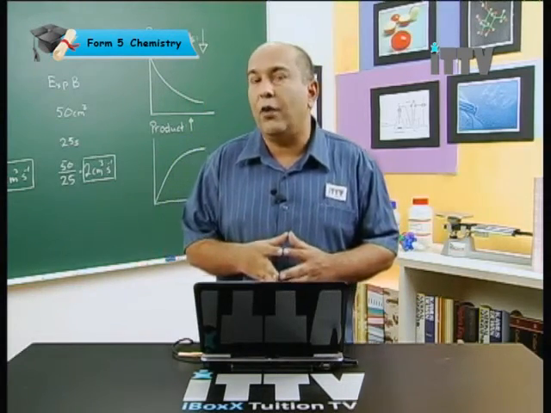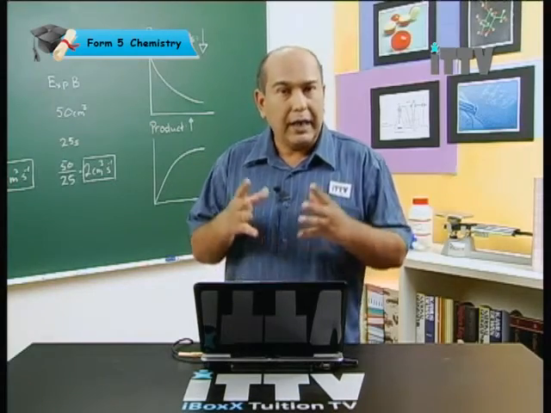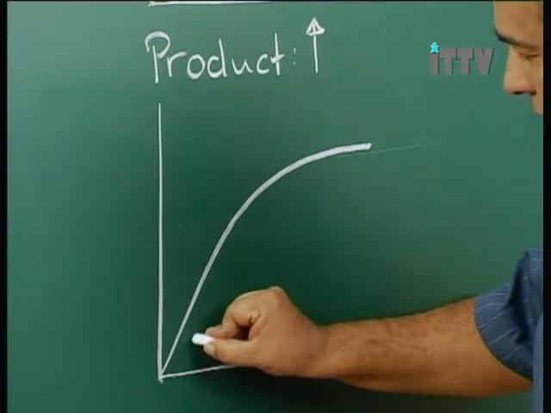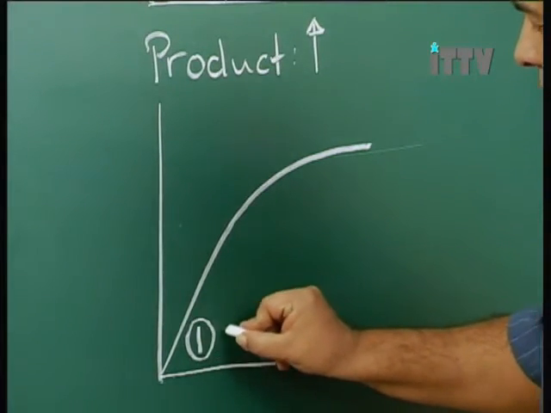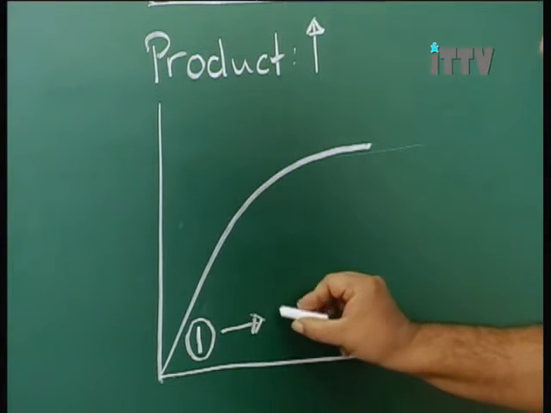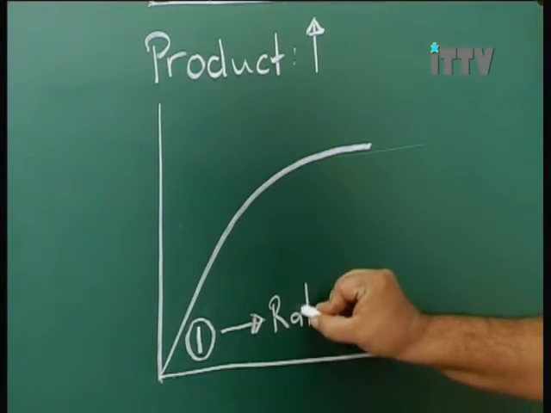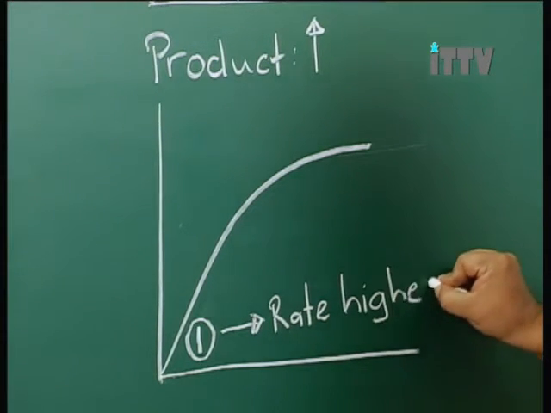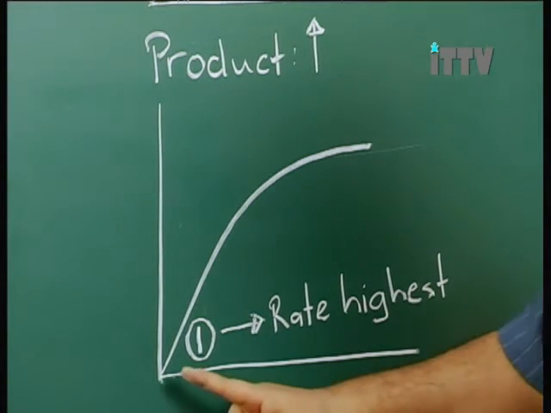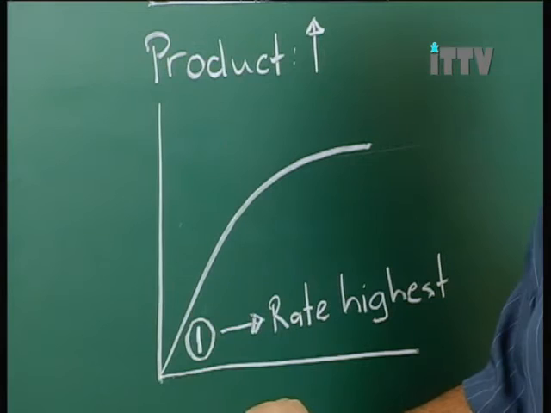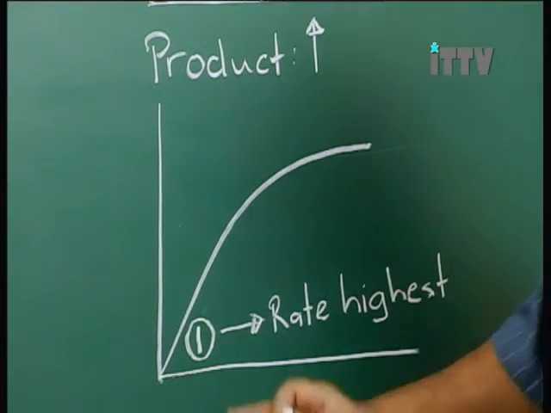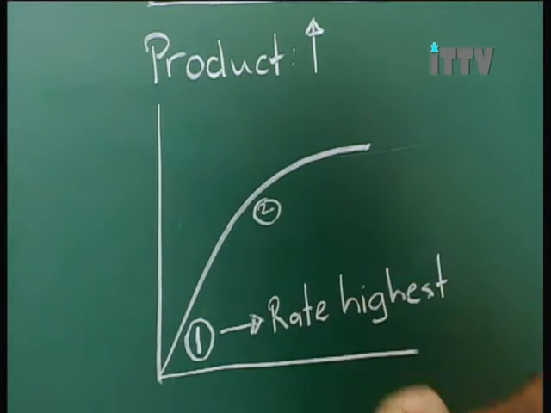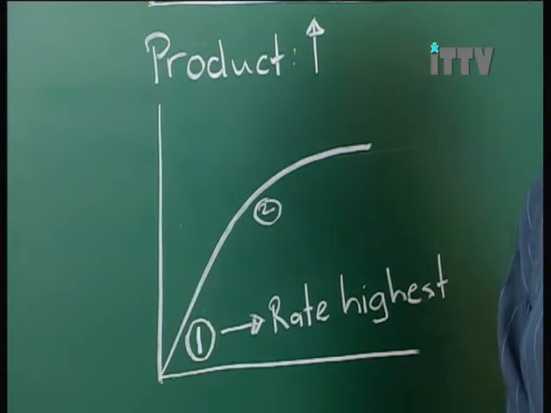We'll use the graph of product at the back here to explain. So the 3 areas are, number 1, here, right at the beginning of the graph. Here, your rate is the highest. How do we know it's the highest? Because here your gradient is the steepest. Then, as your graph starts to curve, this is area 2 that you need to explain. Here your rate is slowing down.